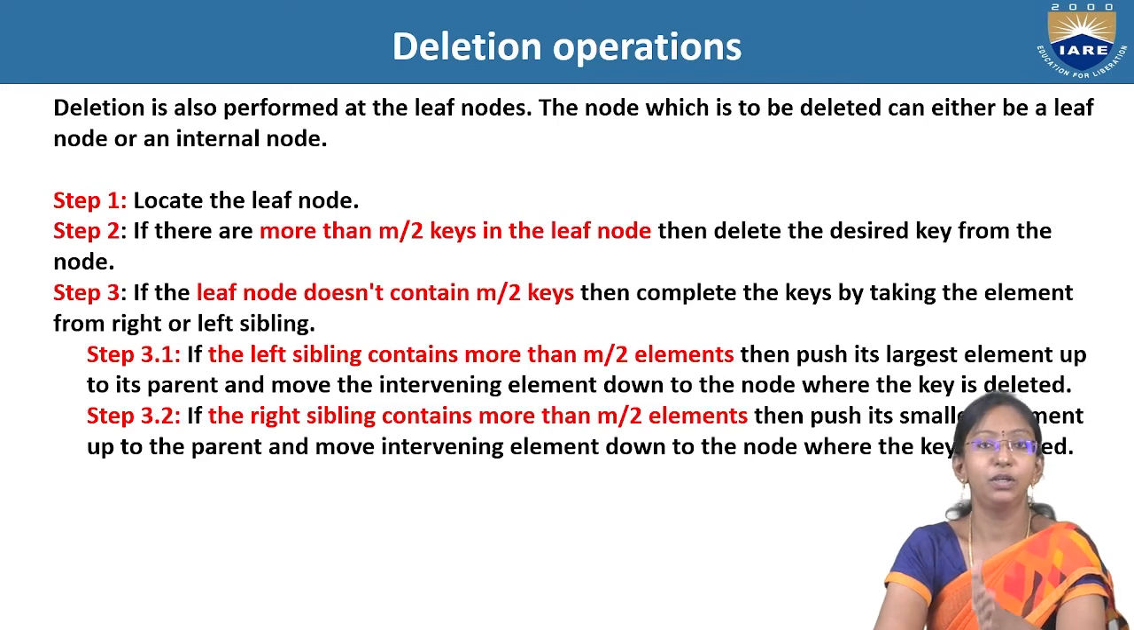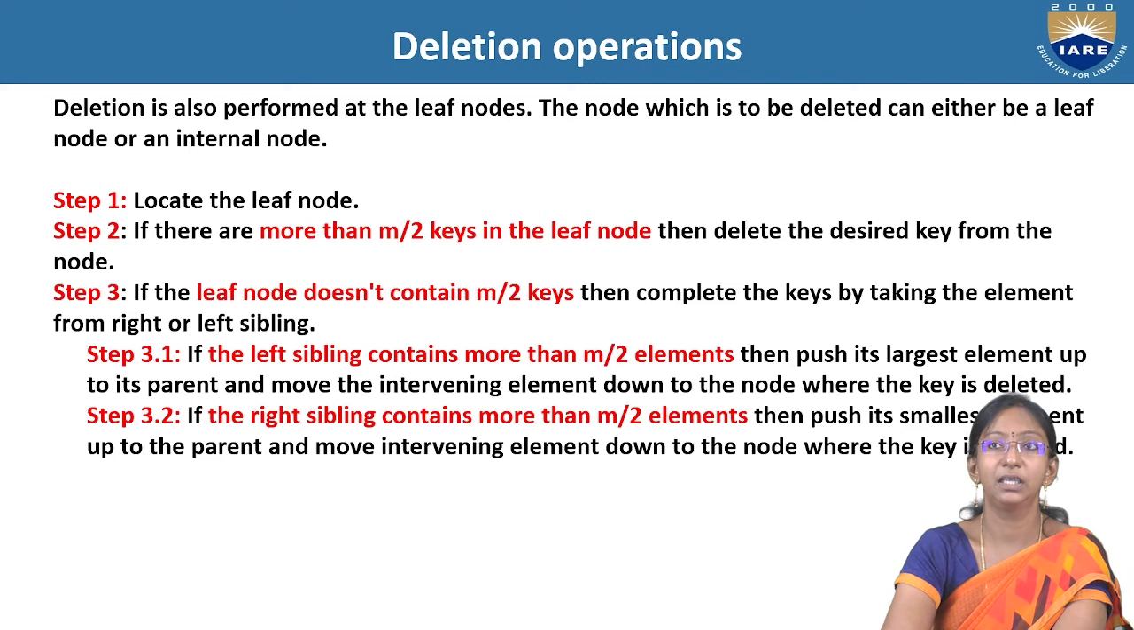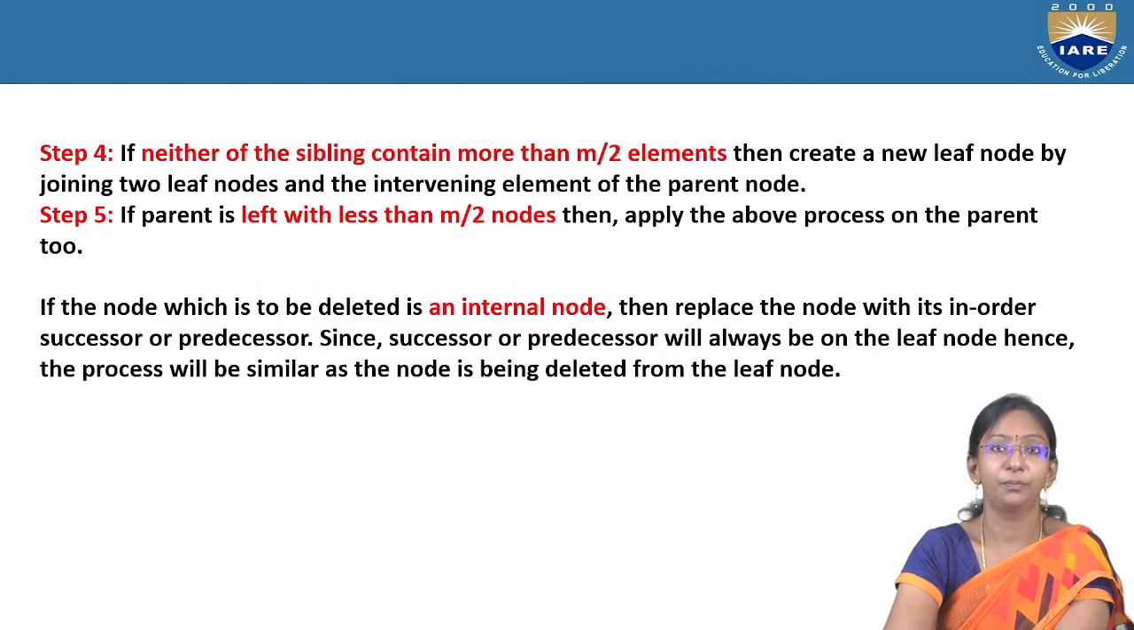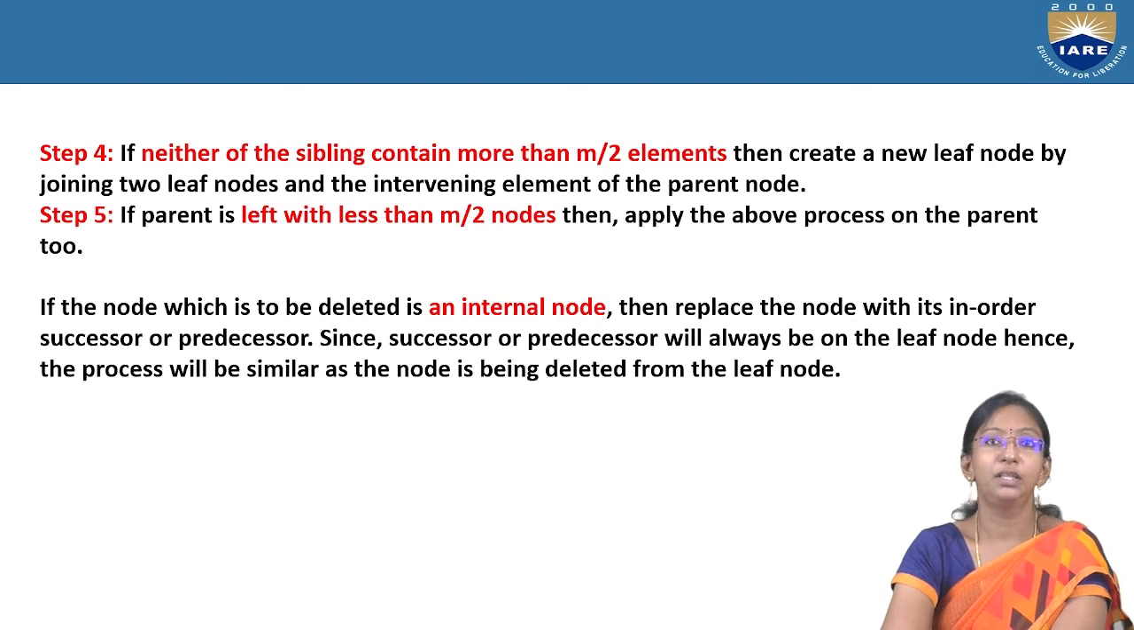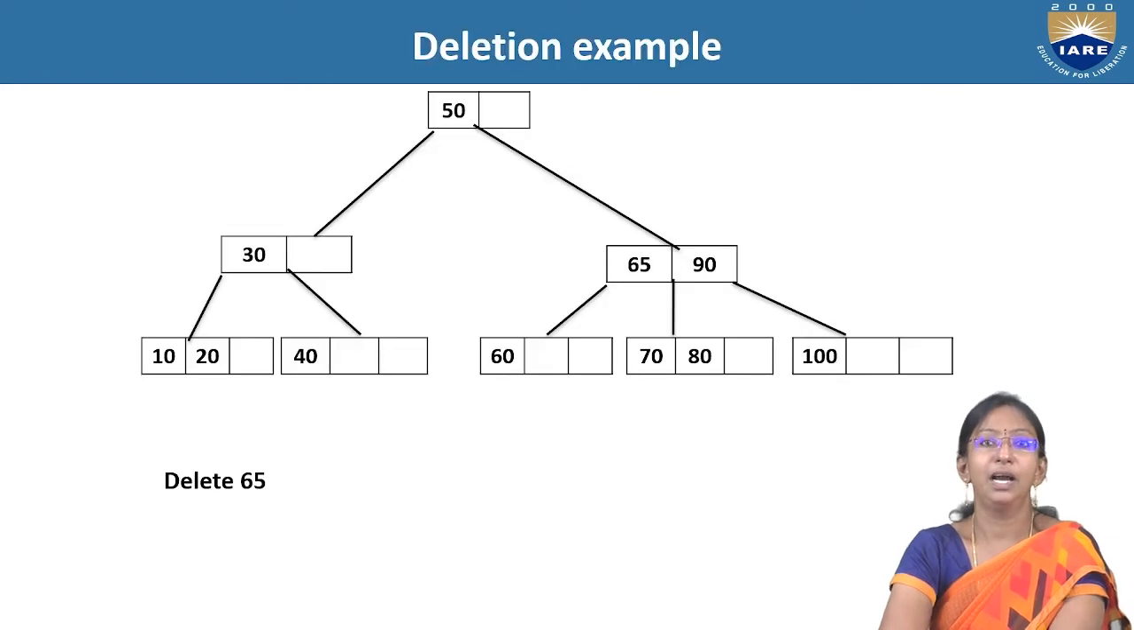Then if the leaf node does not contain m by 2 keys, then complete the keys by taking the elements from left or right sublinks. But if taking the element from the left or right sublinks makes them imbalanced, then push them to the top and split them, right? And if neither of them can help you, then merge them. Merge the parent. Okay, I'll show you with an example. You need not worry about that. Have a look at this one.